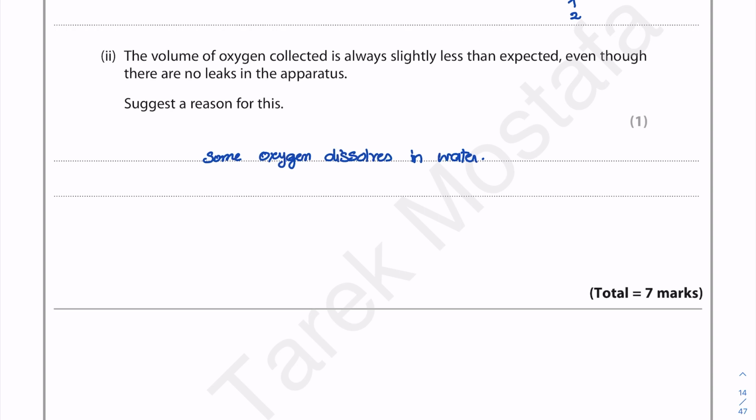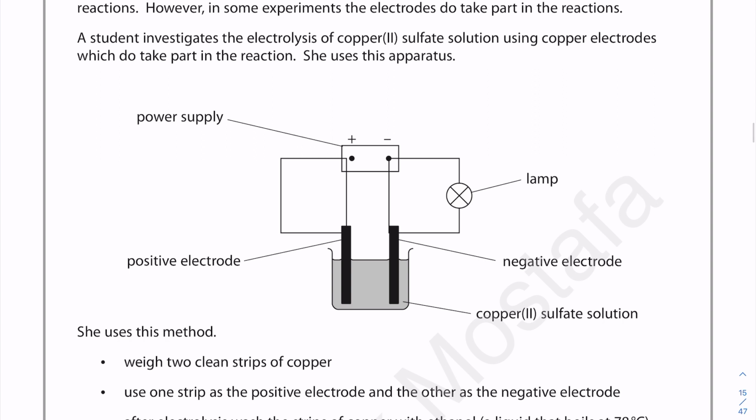يبقى الأكسجين بيديزولف في المية. طيب ده بالنسبة للquestion 11. Question 12. Most experiments involving electrolysis use inert electrodes which do not take part in reactions. However, in some experiments, the electrode do take part in reactions.